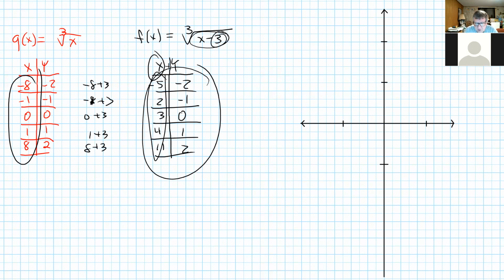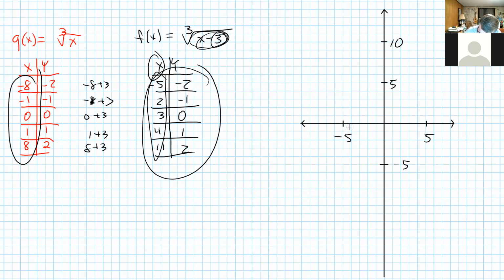Now, I don't have to do this. I can pick any real number I want, but then I might get some not nice numbers and have to approximate and graph it that way. Doing it this way, I get nice outputs. So the fact that I subtracted 3 inside the radical before I took the cube root, by increasing the original x values by 3, then when I take the 3 away, I still end up with nice numbers.